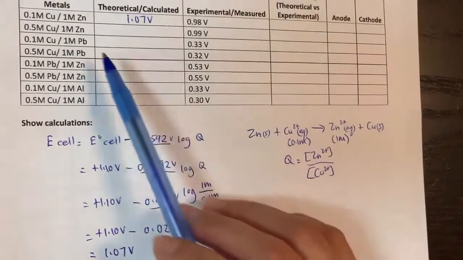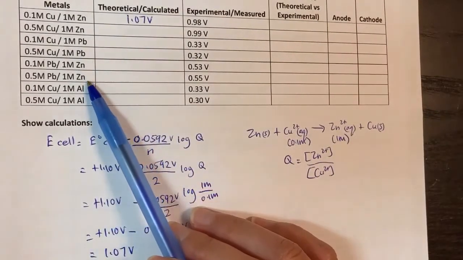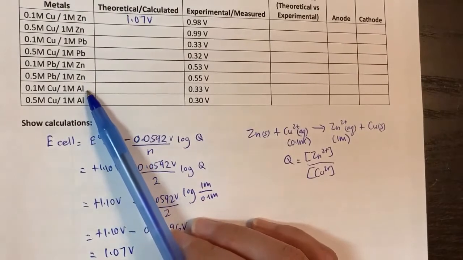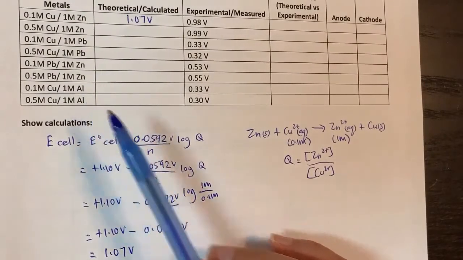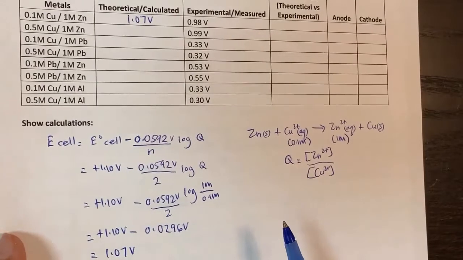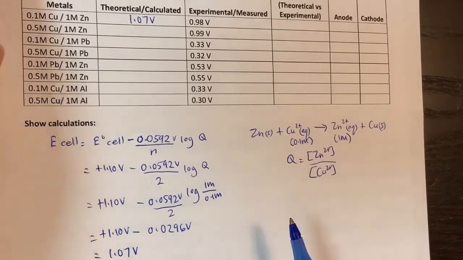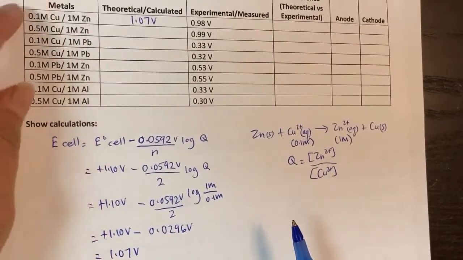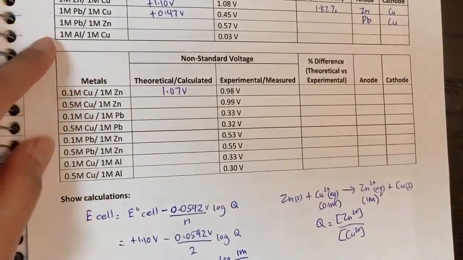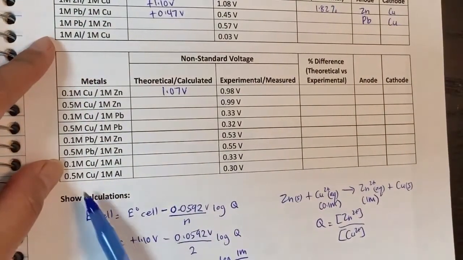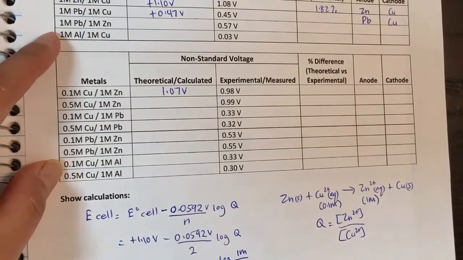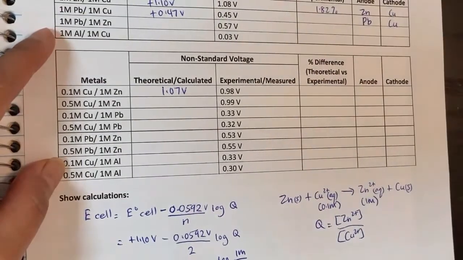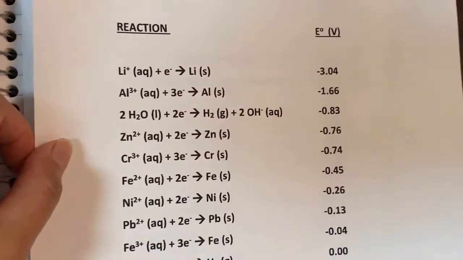Now, all of these here are going to be two electron systems, except for this last one. So I want to show you the last one because it's going to be a little bit different. For the last one, obviously, I need to do the standard cell so I can plug it into my equation. So let's go ahead and do the standard for aluminum and copper, under standard conditions.